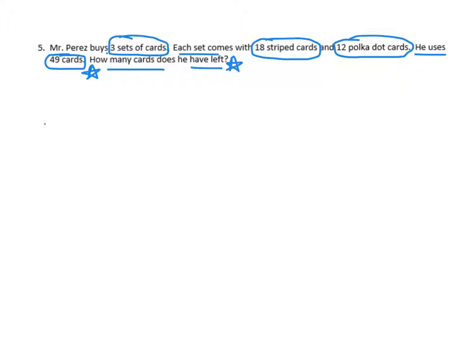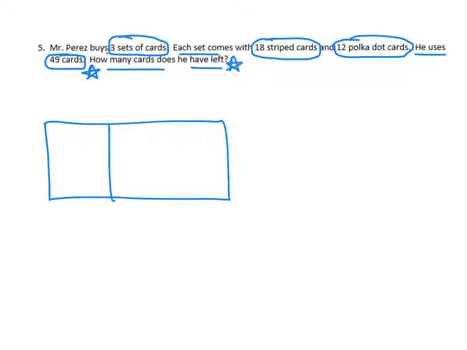So the first thing I'm going to do is draw a piece of tape. Now I'm going to take a look at my first sentence. It says that he buys 3 sets of cards. So I'm going to divide my tape diagram into 3 sets. It says each set comes with 18 striped cards and 12 polka dotted cards. So I'm going to put that information in my tape diagram.